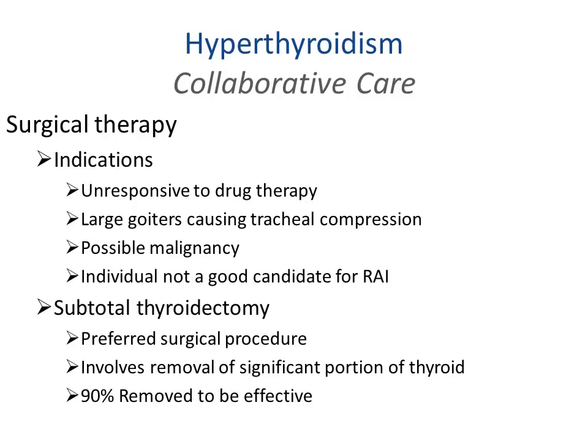Why do we do surgery? We do surgery when the person is unresponsive to drugs. So we've used the PTU, the Tapazole. We have done the radioactive iodine, and it's not working. We'll do surgery when there's a large goiter that's causing tracheal compression, when we think that there might be a malignancy, or where we have a candidate who is not eligible for radioactive iodine. Subtotal thyroidectomy is the preferred surgical procedure because you only remove a portion of the thyroid gland. 90% is removed to be effective.